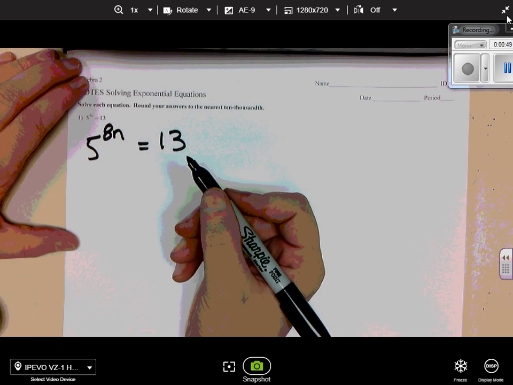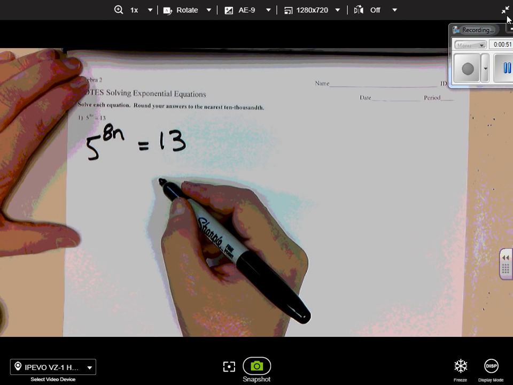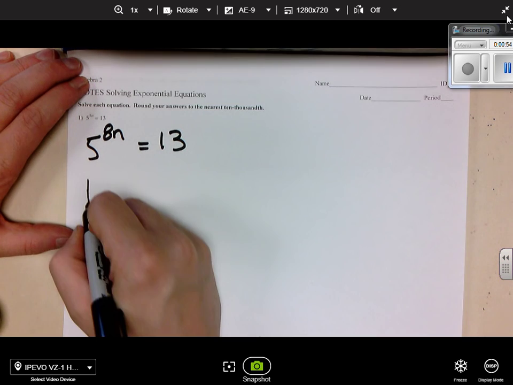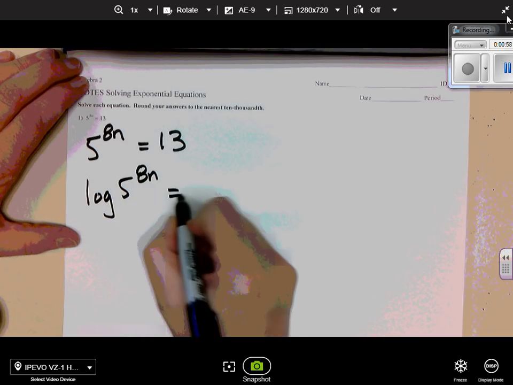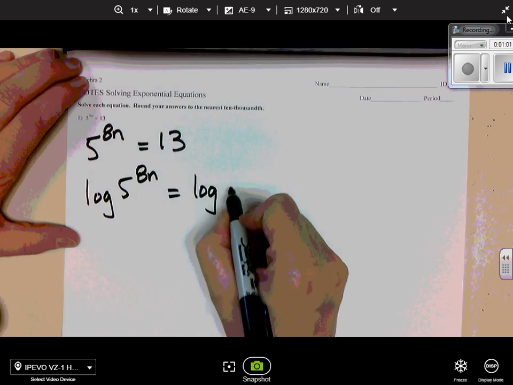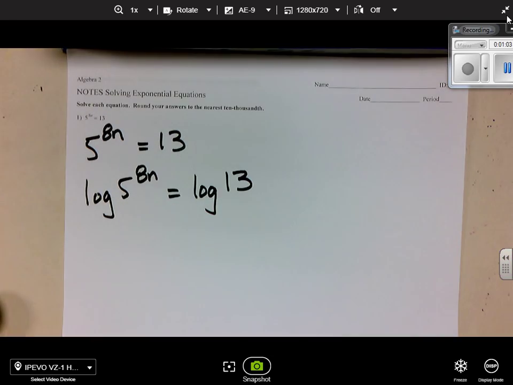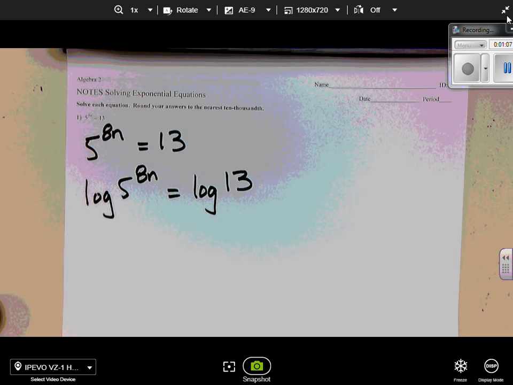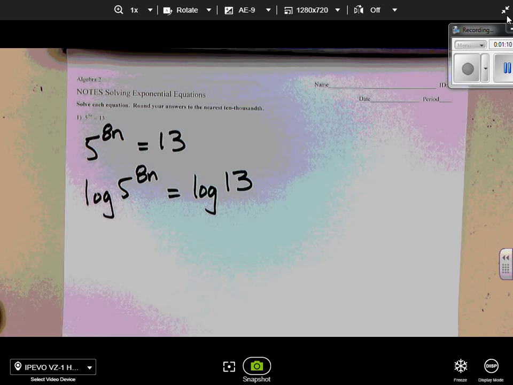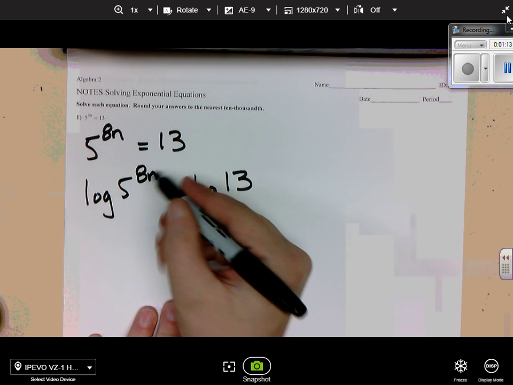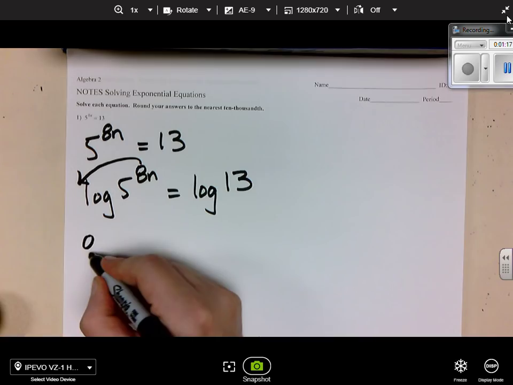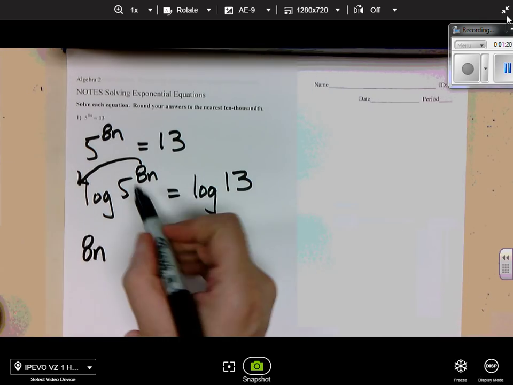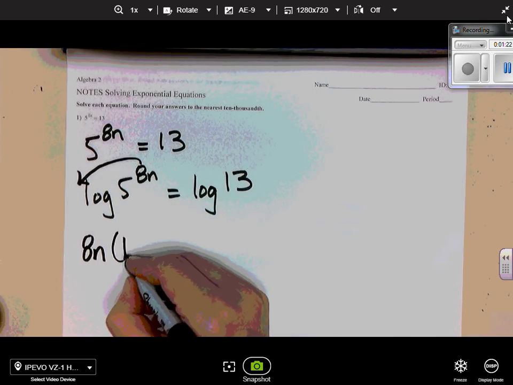Look at your notes. What's it say? After you isolate the piece that has the variable, what's the next step? You log both sides. We're going to log the left, and we're going to log the right. Now, what good does that do? It just makes the problem look uglier, right? But it's a trade-off. Because we've taken the log of both sides now, we can slingshot this 8n down, and that 8n now becomes a multiplier. It's no longer an exponent.